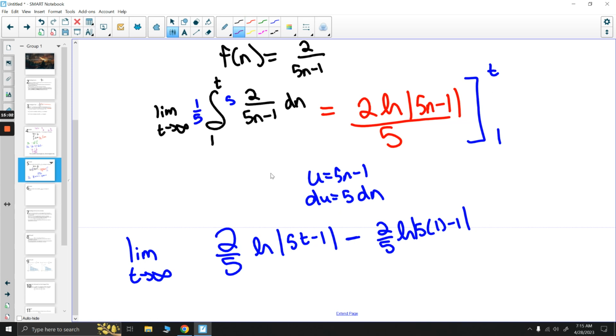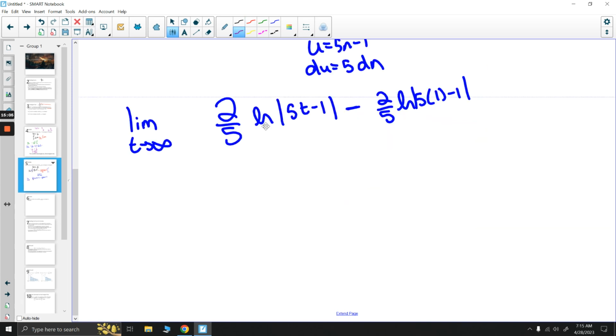Now, the limit as t approaches infinity, the second term just becomes minus 2/5 natural log of 4, and I don't need the absolute values. As t goes to infinity, 5 times infinity is infinity, minus 1 is infinity. The natural log of infinity is infinity itself, so it's 2/5 times infinity minus that, which is just infinity. So this diverges.